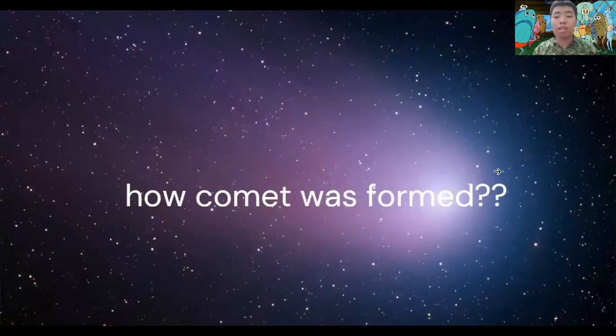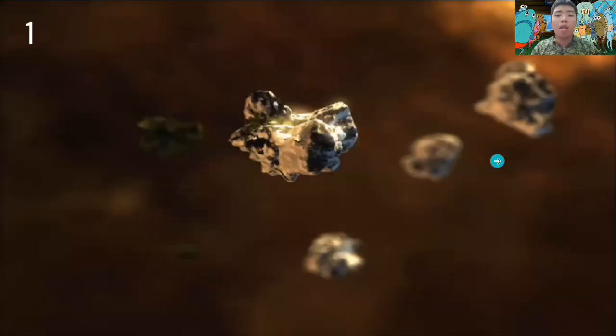Now let's get into how Halley's Comet was formed. Actually, Halley's Comet is a regular comet, but the difference is where the comet orbits and how long the orbital cycle takes to show up on Earth again. First, particles of dust coated with water ice and other molecules serve as a comet's building blocks.